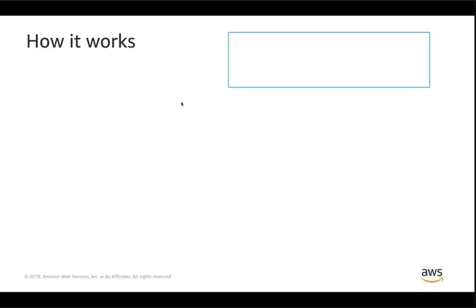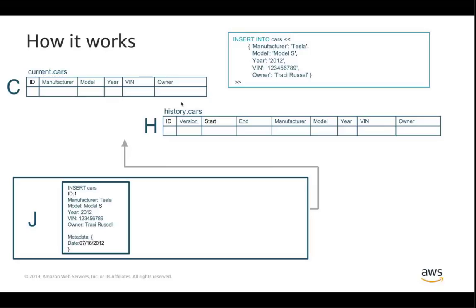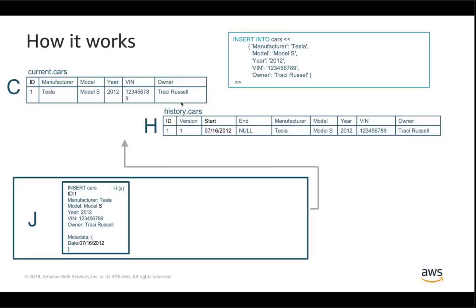So we're going to use the DMV example. Right? We have our current value, the history, and also the journal. So let's insert an item: we just bought a brand new car owned by Tracy Russell. So we'll insert that value, it goes into the journal, we hash it, right? And then we add that particular value to our current cars, and then we record it to the history table. So we have the current value, the history table, and then the item in the journal.